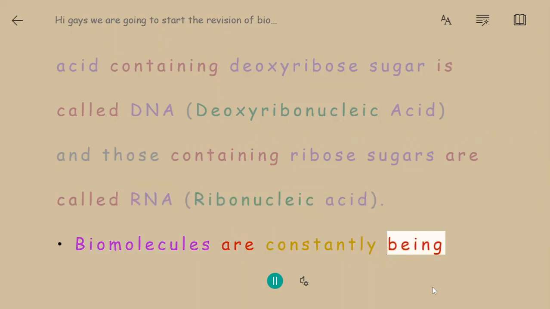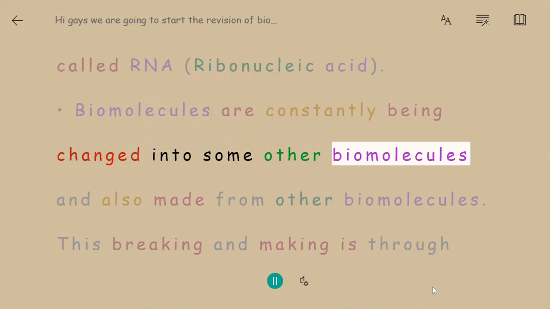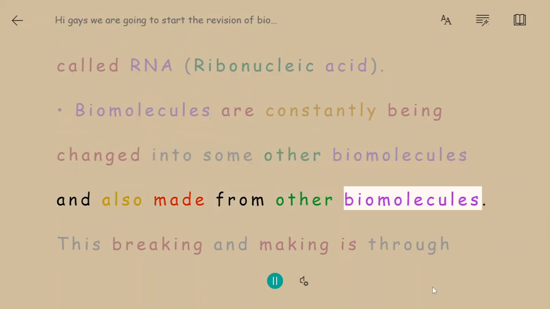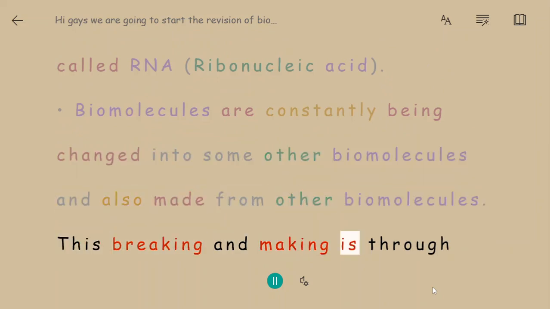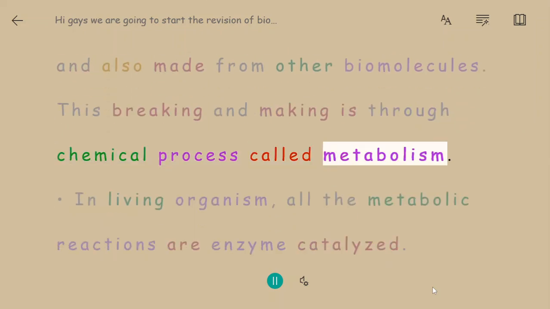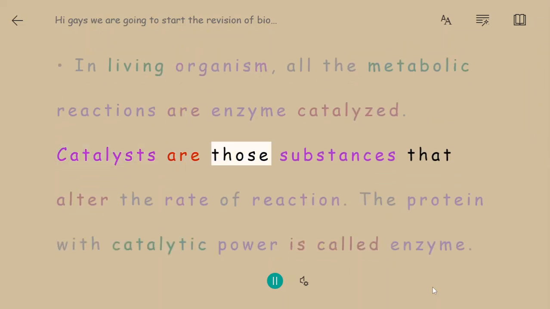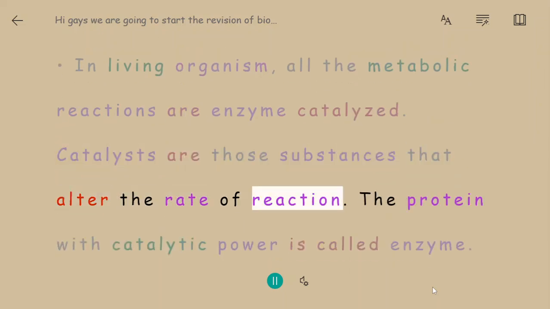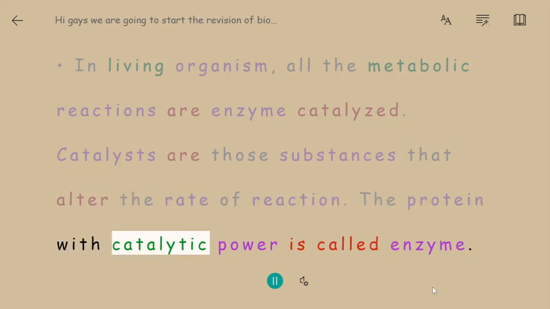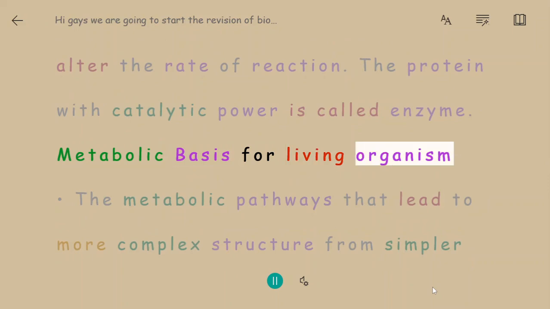Biomolecules are constantly being changed into some other biomolecules, and also made from other biomolecules. This breaking and making is through a chemical process called metabolism. In living organisms, all the metabolic reactions are enzyme catalyzed. Catalysts are those substances that alter the rate of reaction. The protein with catalytic power is called enzyme. Metabolic basis for living organisms.